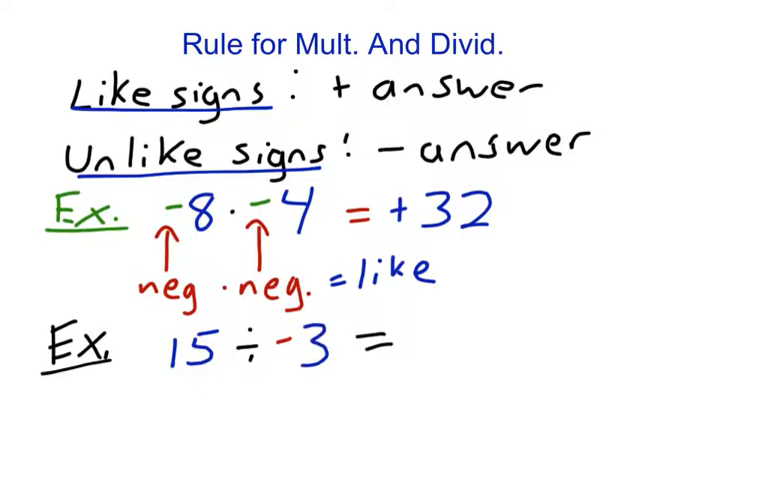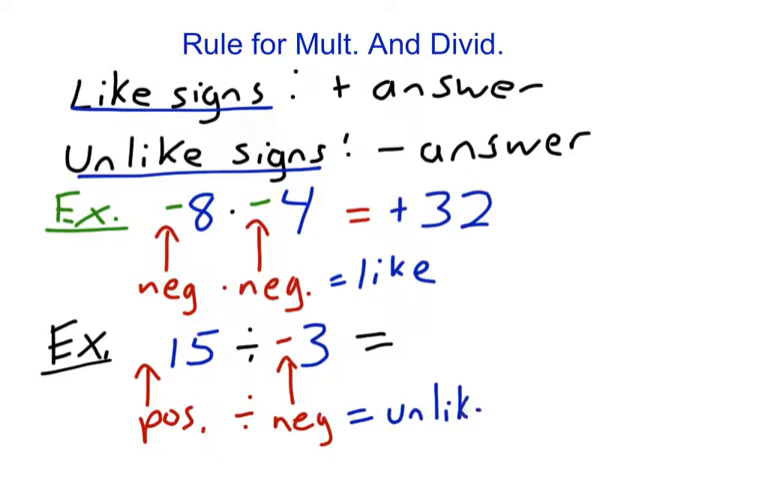Well, let's look at the signs again. We have no sign there, which means a positive, divided by a negative. And yes, these are not going to be like signs, they're unlike signs, because one's positive, the other's negative. And we know unlike signs have to be a negative answer. So it's going to be a negative, and then what is 15 divided by 3? It's just going to be 5.